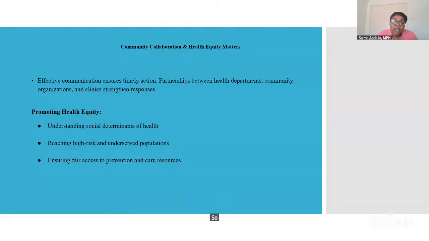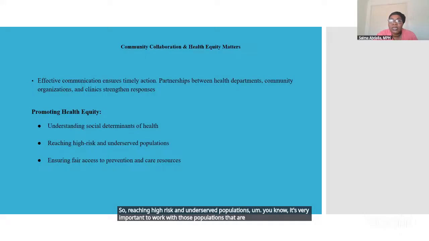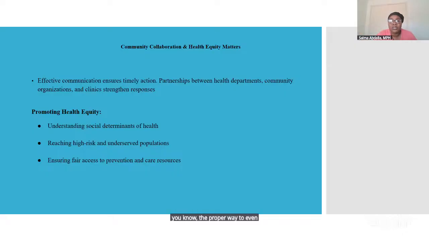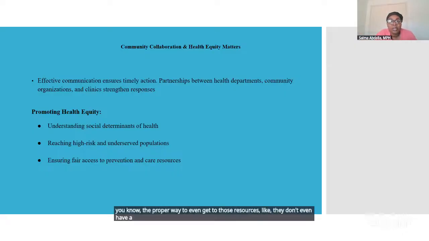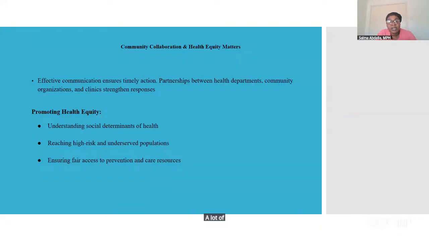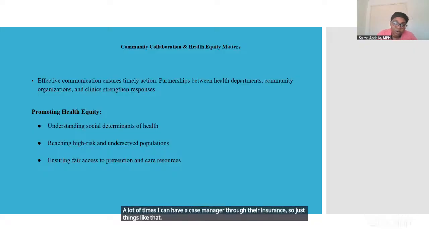Reaching high-risk and underserved populations is very important. These are people who are underserved, not knowing what's out there, not having enough money to buy food, not having a proper way to even get to those resources. Like they don't even have a car to go to the food pantry and get food. So just connecting them to those resources and helping them, like through case management. A lot of times they can have a case manager through their insurance. So bridging the gap is important.